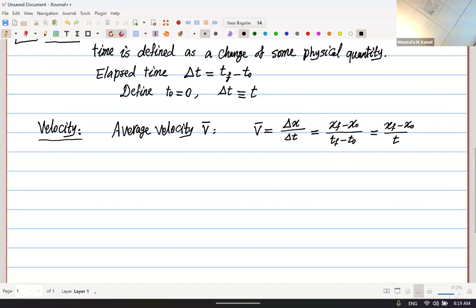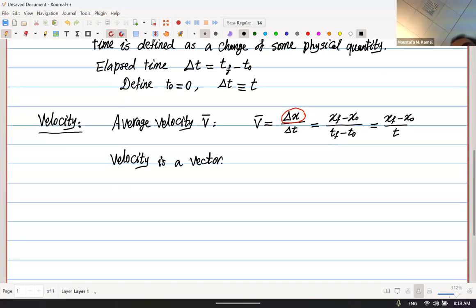Okay, so this is the average velocity. And you can see from the definition that velocity is a vector because displacement is a vector, and the time elapsed is a scalar. So it's derived from a vector. So velocity itself is a vector. It has both magnitude and direction.